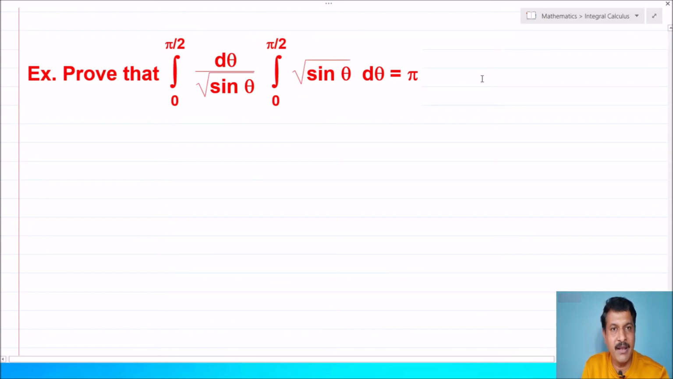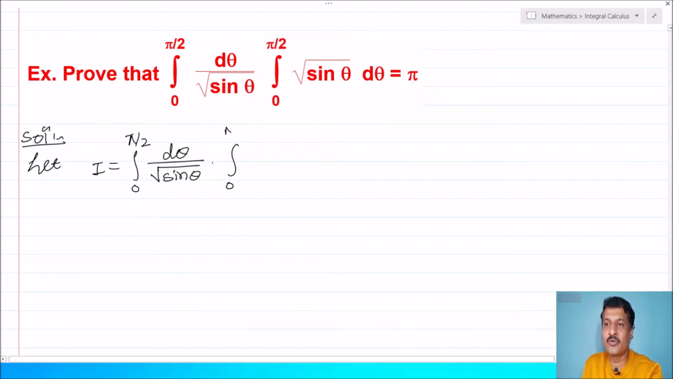The next example: prove that integration 0 to pi by 2 d theta upon under root of sin theta, into integration 0 to pi by 2 under root of sin theta d theta, equals pi. Here you should know which property we have to use. So let's see. Let I equal to integration 0 to pi by 2 d theta upon under root of sin theta, into integration 0 to pi by 2 under root of sin theta into d theta.